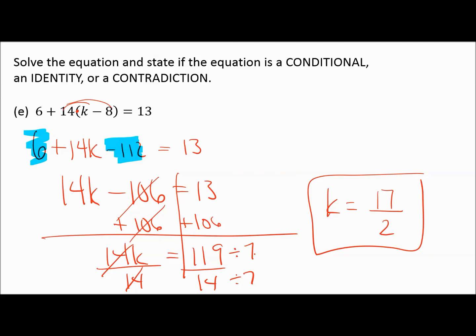Now, which is it? Is it conditional, identity, or contradiction? Well, if you get an answer, that means it's conditional. Okay, so our answer is k equals 17 over 2, and this is a conditional equation. We could check it. I'm going to save you the grief of checking it, but you would know what to do. Plug 17 over 2 back into k, and check it out. And you will get that 13 equals 13, and you'll know it's right.